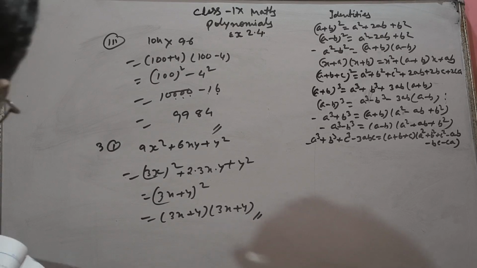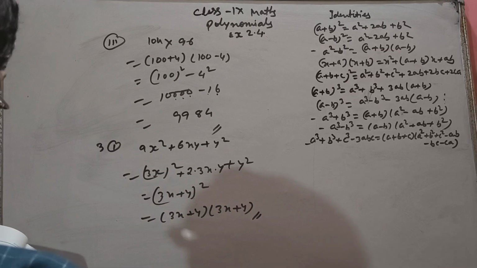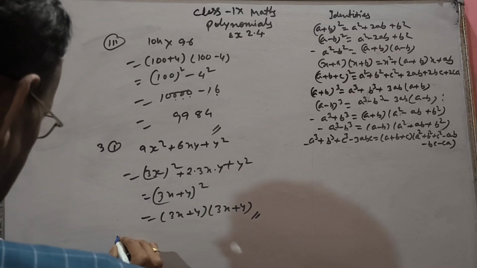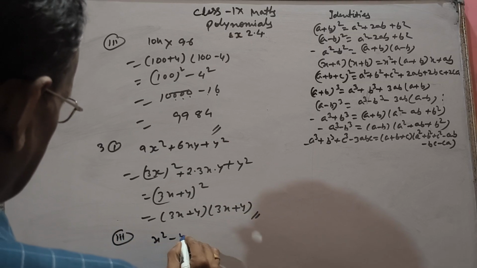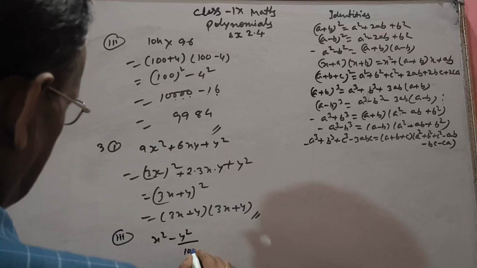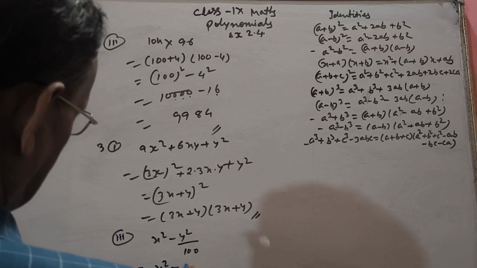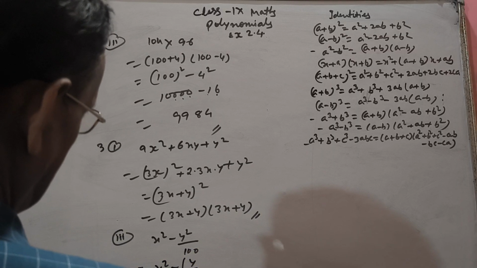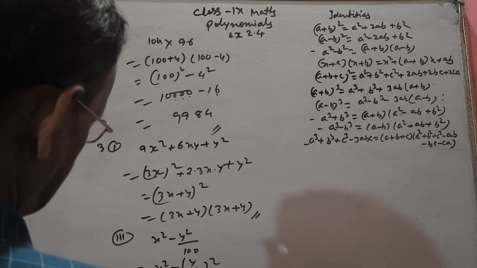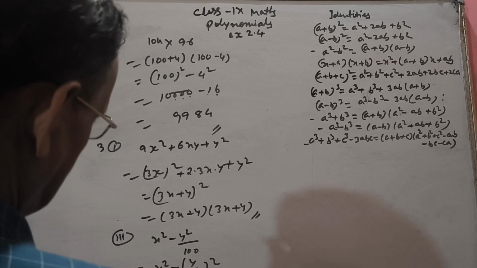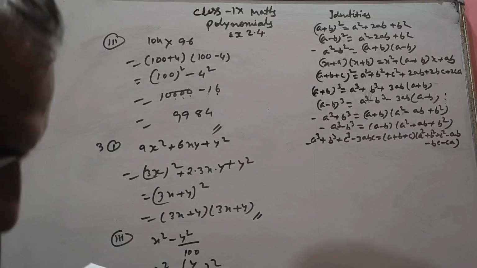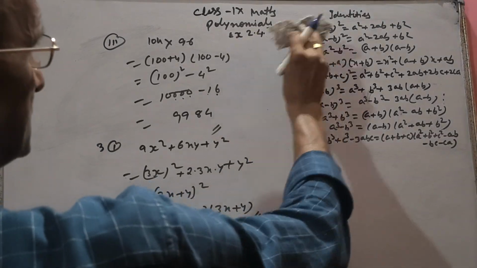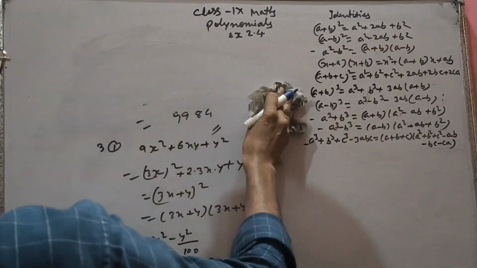Okay. Then the same thing in number 2. Number 3 is also almost easy, but let me explain. Number 3: x squared minus y squared by 100. So this is clearly x squared, and this can be (y by 10) whole squared. Then for a squared minus b squared, we will write (a plus b) into (a minus b). Okay, I will leave it here directly because you can use it.